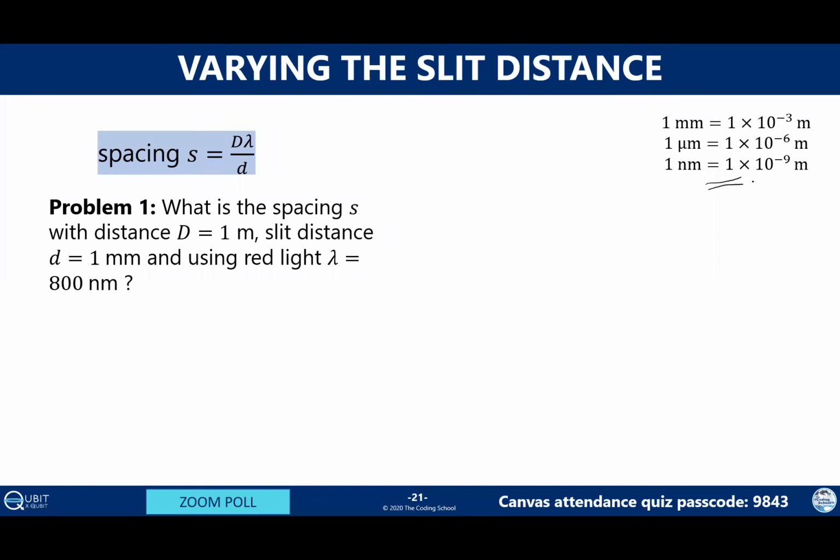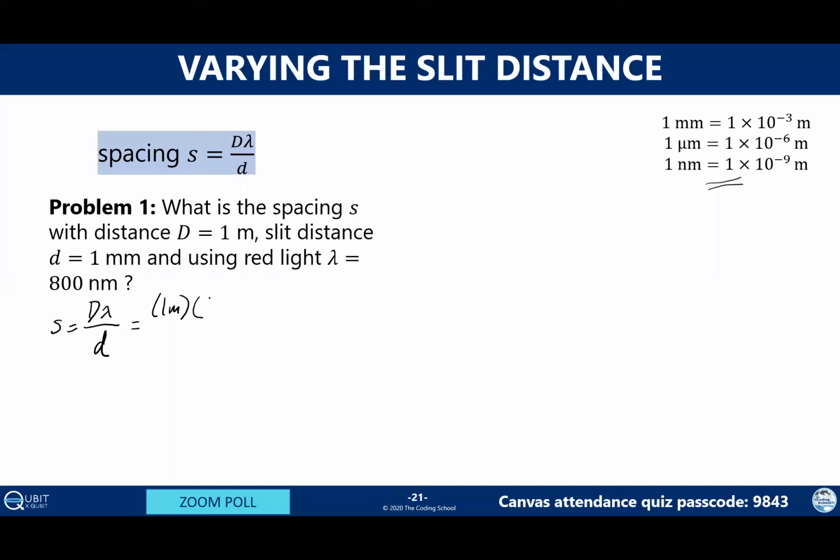Okay, so let's get back to this problem. Now, I'm just going to go ahead and use the spacing formula. Start off with S equals capital D lambda over small d. And then we are just going to plug in our numbers. So capital D here is going to be 1 meter. Lambda is going to be 800 nanometers.